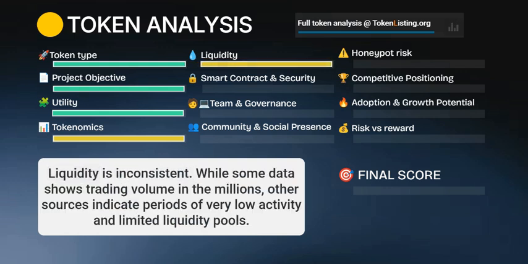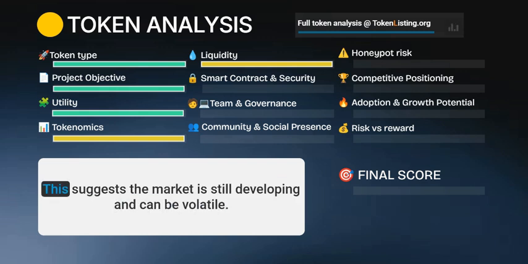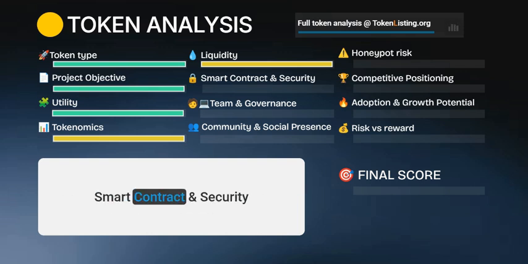Liquidity. Liquidity is inconsistent. While some data shows trading volume in the millions, other sources indicate periods of very low activity and limited liquidity pools. This suggests the market is still developing and can be volatile.